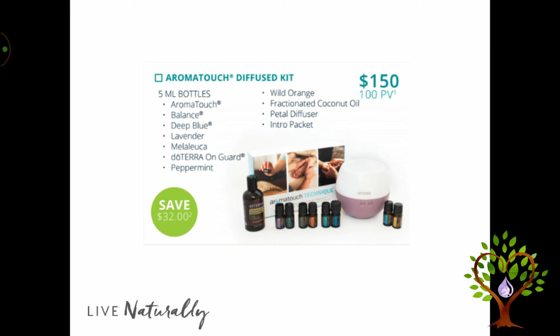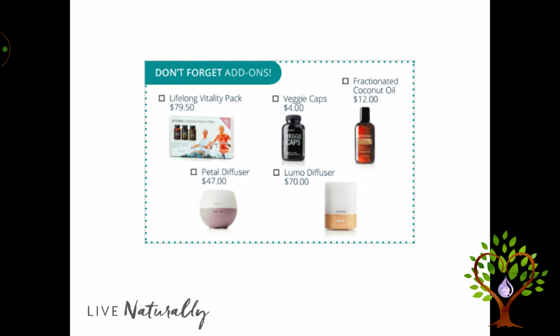All right, you can also start with the Aroma Touch Diffuse Kit. This is not one of the ones that are on the 20% off. It's $150. You'll save about $32, but it's small. It's the 5 milliliter bottles: Aroma Touch, Balance, Deep Blue, Lavender, Melaleuca, On Guard, Peppermint, Wild Orange. But if you're like, hey, I can't spend that much money, Kelly, but I can do $150 to get my family started in the right direction. I'm so proud of everybody, because this is the kit I started out with. Basically it is the lower kit, because I knew that I couldn't spend a lot, but I wanted to put my best foot forward by getting a kit.